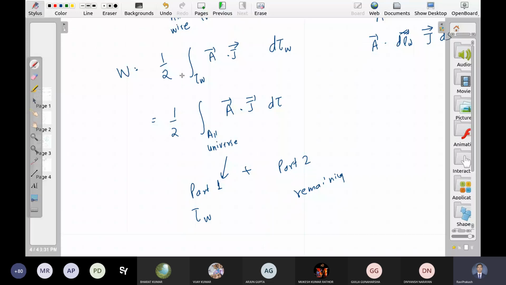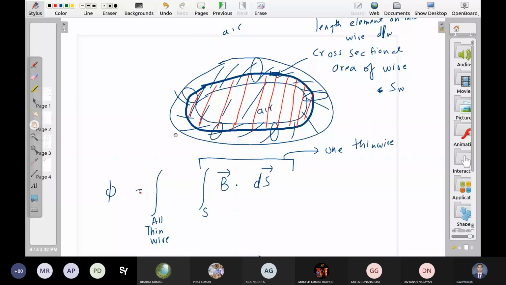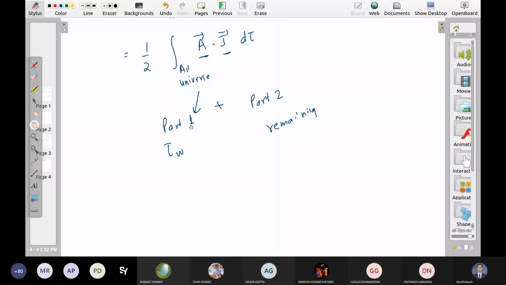What is the integral in part 2? So there is some vector field in the remaining universe, but what is the current density in the remaining universe? 0. Is there any current in this air? यहाँ पे कोई current है या यहाँ पे कोई current है? No, right? So even if I extend this integral, my answer is not going to change, because part 2 gives me 0 value, since J, the current there, is 0, right? So this is W, half integral, A dot J.